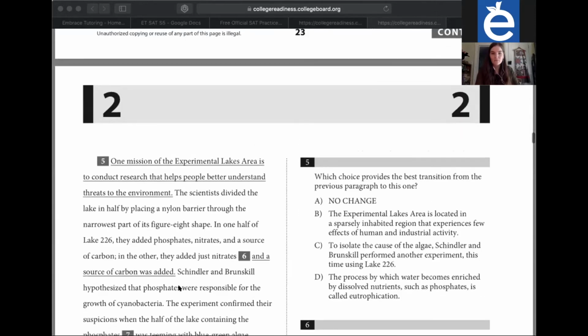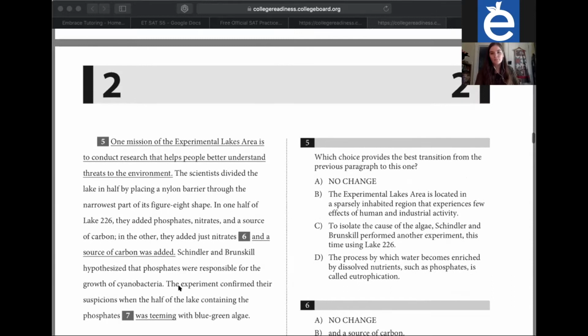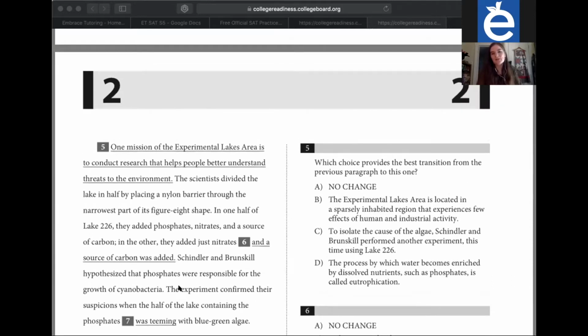So we have question 5. Okay. So which choice provides the best transition from the previous paragraph to this one? Okay. So this type of question requires understanding what they mean by transition.